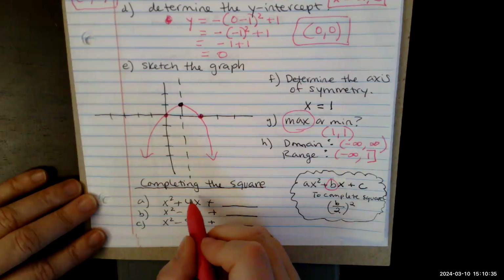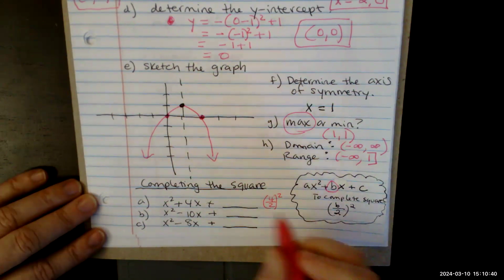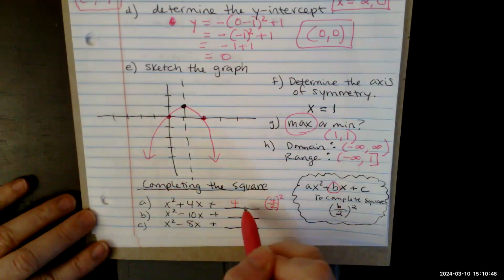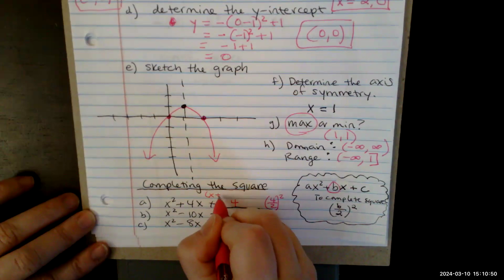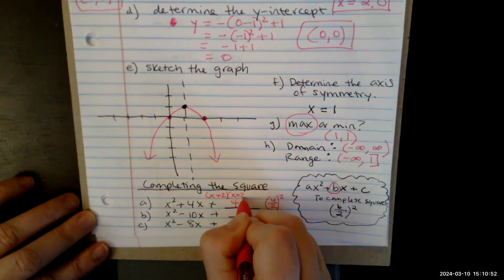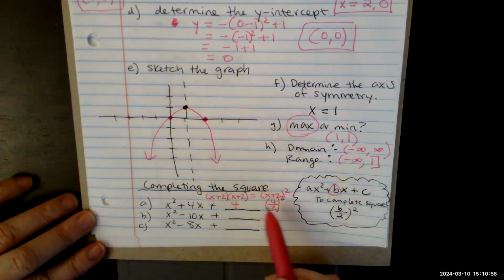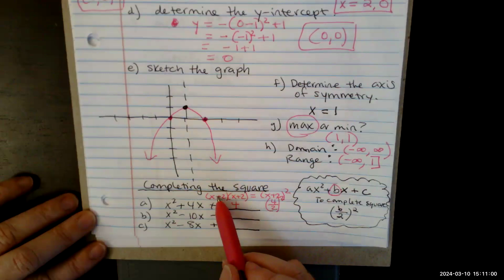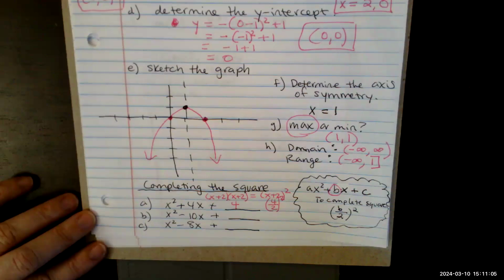So for a, I am taking 4, dividing it by 2 to get 2, and squaring it. So it just happens to be 4. Do we agree that that is something that would factor nicely? Yeah, right? x plus 2 times x plus 2, which means we could just say x plus 2 squared. It's always going to be like that. It's always going to be 2 of the same thing, so we can just say this squared.